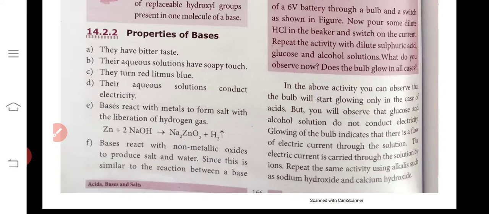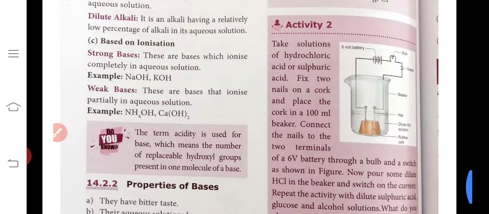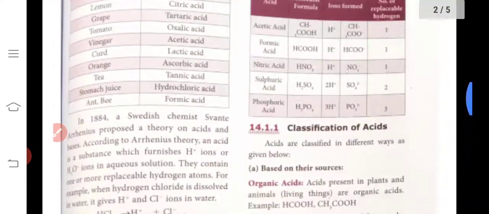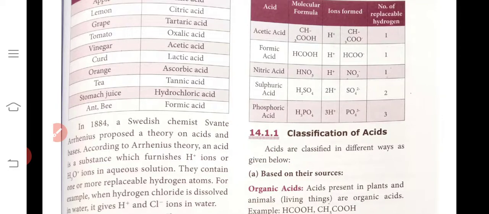Recall these lessons: what is meant by acid, what is meant by base, what are the uses of acids, what are the properties of acids, and how acids and bases are divided. These are the things to review.